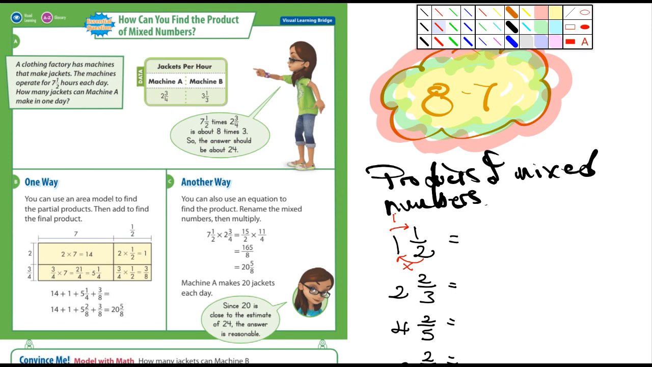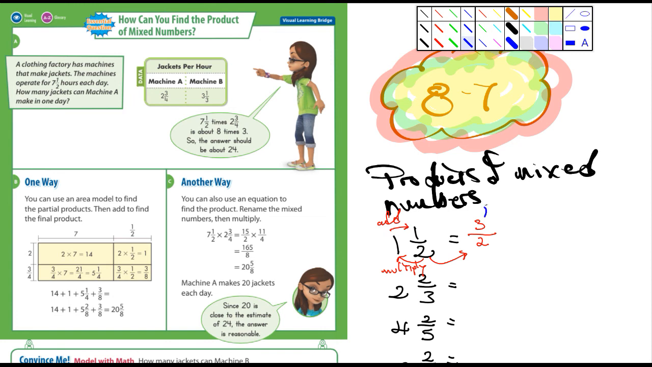Maybe I should even just write that. That might help you guys. So multiply, and then you add. So 2 times 1 is 2, plus 1 is 3, and the denominator stays the same, 2. So 3 over 2 is the same thing as 1 1/2. Well, can I prove that? I sure can.